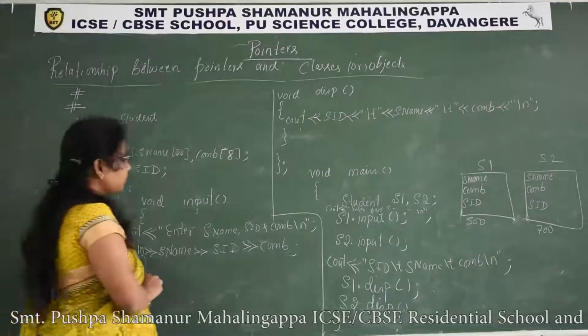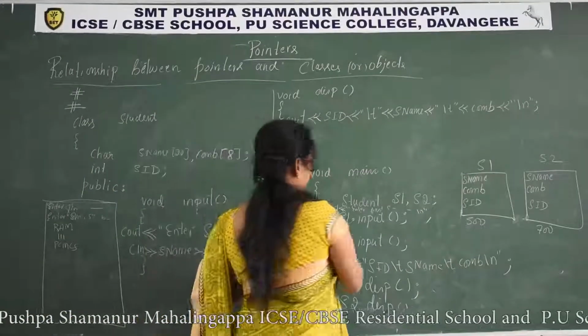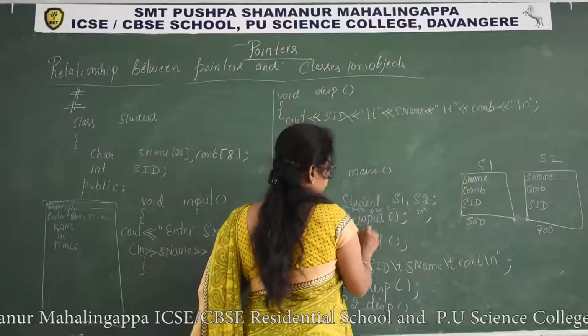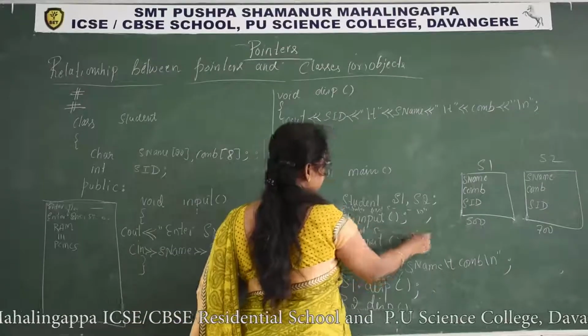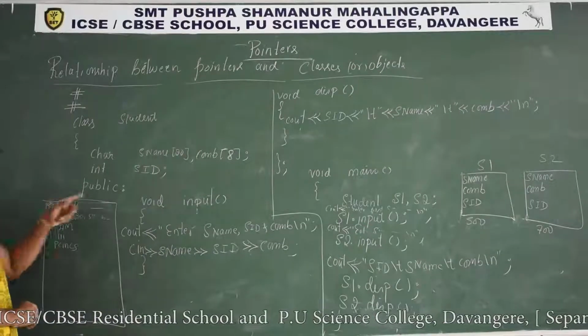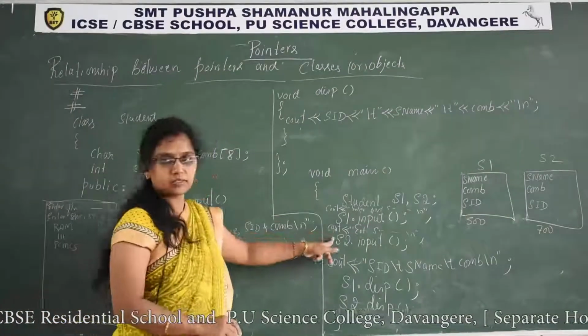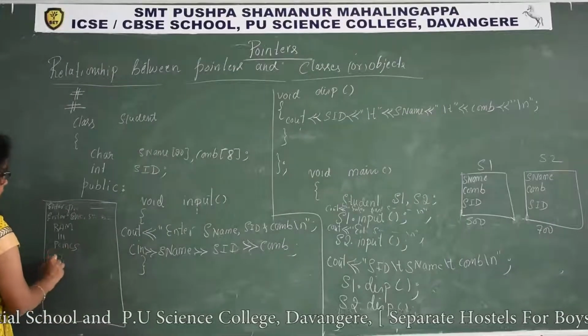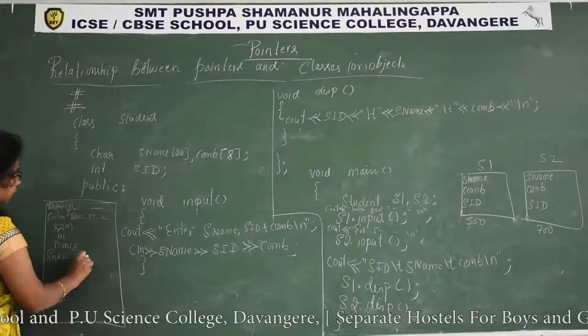Now after that I'll write one more instruction here: enter second student details. So it will be displayed on the screen. If I have written these two instructions, then only it will be displayed on the screen. Enter second student details.